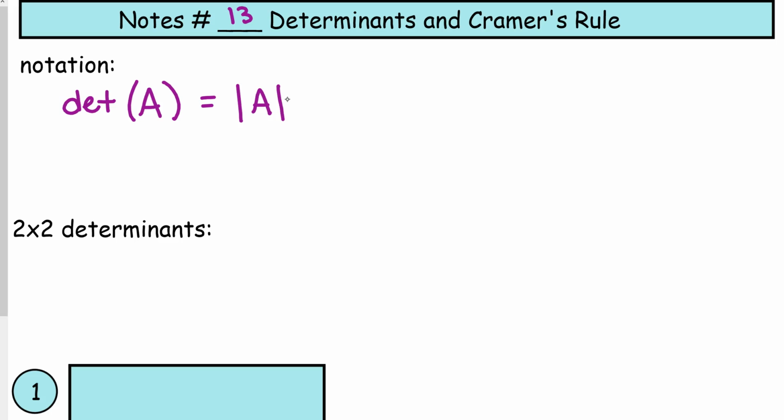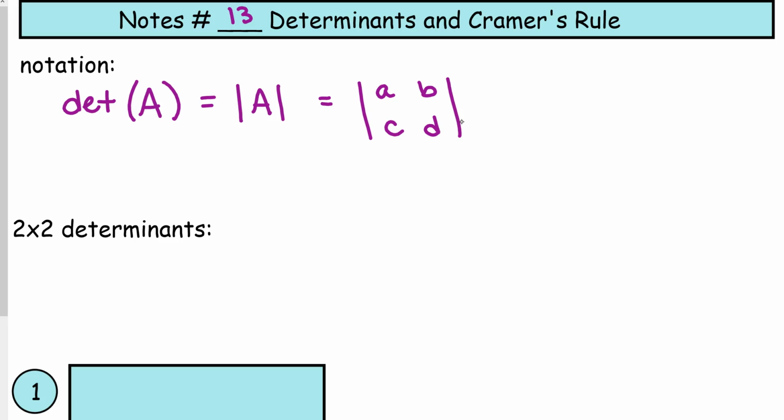Or if you know the elements of the matrix, like if the matrix has elements A, B, C, and D, you can just put the straight lines around the elements themselves like that. And that also means determinant.